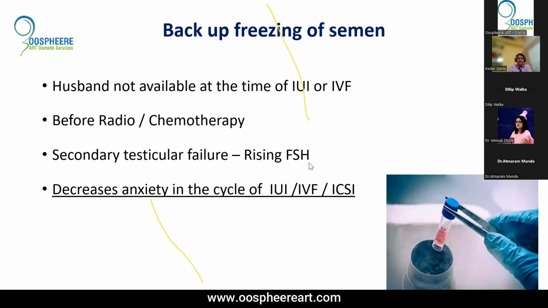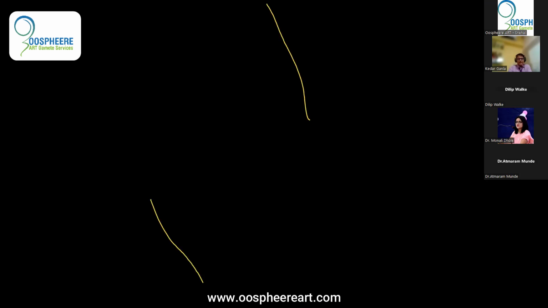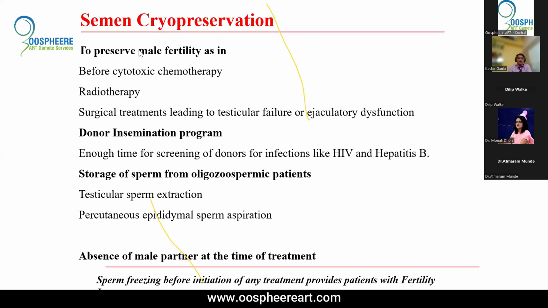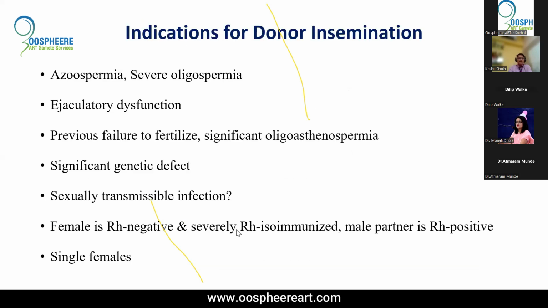Secondary testicular failure, FSH is rising. Husband not available at the time of IUI, but the consent has to be taken before he flies off. And decrease anxiety, this is most important. Many patients find it very difficult to do the semen collection on the day of IUI or IVF. If they have kept 1 or 2 samples, generally I found they do not have difficulty in collection. So cryopreservation before chemo-radiotherapy, donor insemination program, OAT patient and absence of male factor.